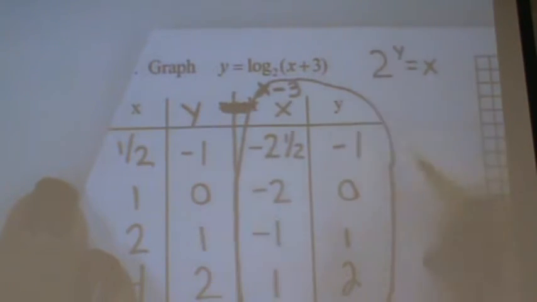Graph these. What does it look like? Over 2, down 1, 2.5, down 1. Over 2, 0. Over 1, up 1. And over 1, up 2.